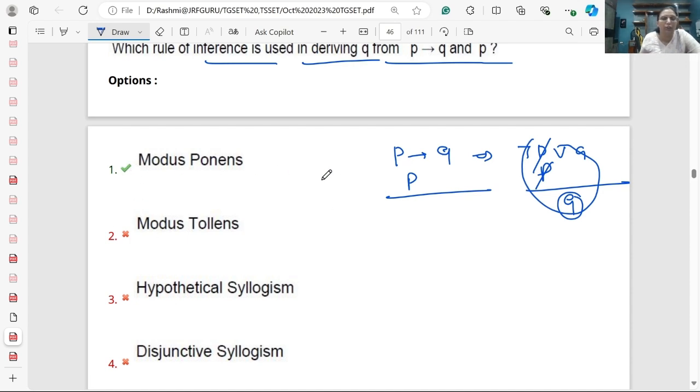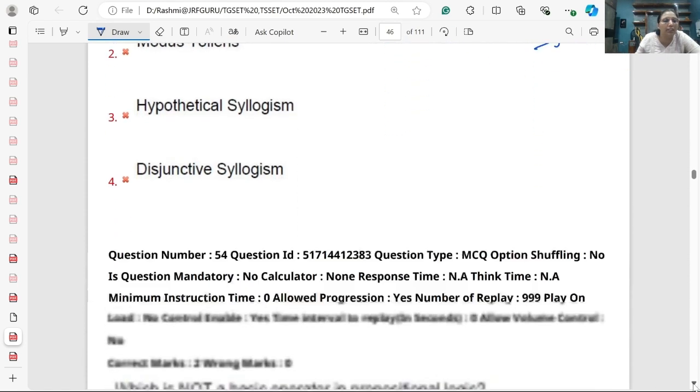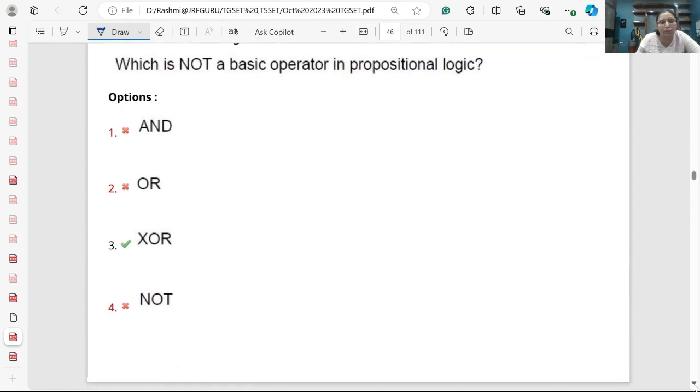I told you the shortcut to remember modus ponens and modus tollens. We should remember that the value of P is positive, and the result we are getting is also positive. So it is modus ponens. This is the conclusion from the modus ponens. This is the inference rule of modus ponens.